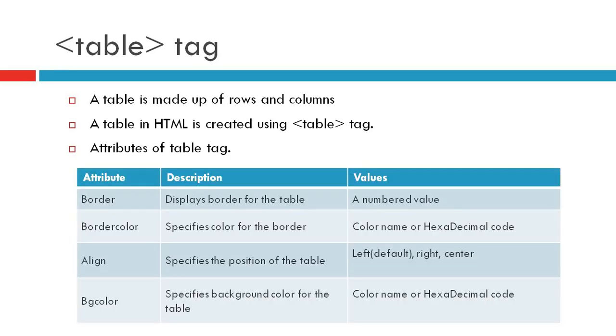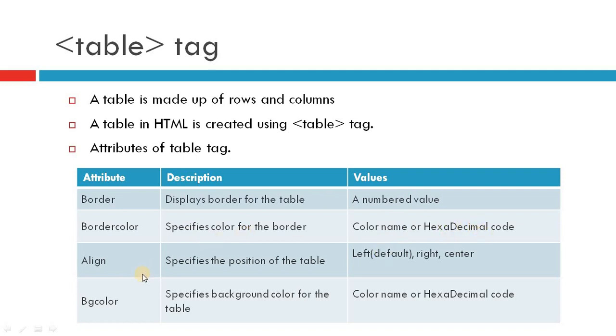The first attribute is border. The border attribute is going to define a border for the table. The value of border attribute is a numbered value in pixels. If we do not use border attribute, then we will see a borderless table. The next attribute is border color. This attribute specifies the color of the border. The values for border color can be a color name or a hexadecimal color code.